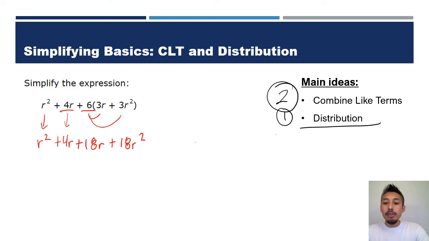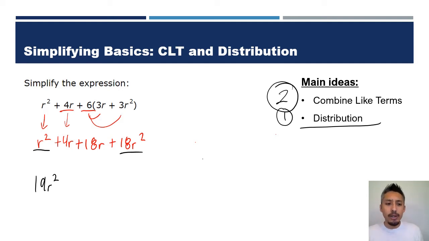Now that we distributed, let's check, can we combine anything? Can we combine any like terms? For this one, I'm going to start off with r squared because there's another r squared over here. Again, they have the same variable and they also have the same exponent. So I could combine both of those. R squared and 18r squared becomes 19r squared.